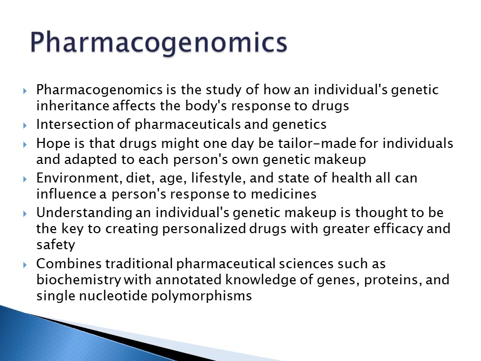Pharmacogenomics holds the promise that drugs might one day be tailor-made for individuals and adapted to each person's own genetic makeup. Environment, diet, age, lifestyle, and state of health can all influence a person's response to medicines, but understanding an individual's genetic makeup is thought to be the key to creating personalized drugs that have greater efficacy and safety. Pharmacogenomics combines traditional pharmaceutical sciences such as biochemistry with annotated knowledge of genes, proteins, and single nucleotide polymorphisms.